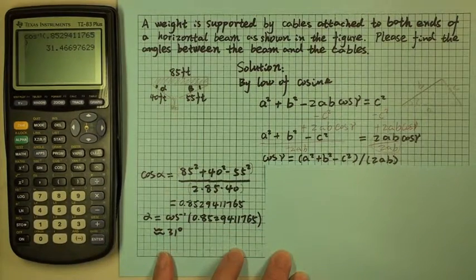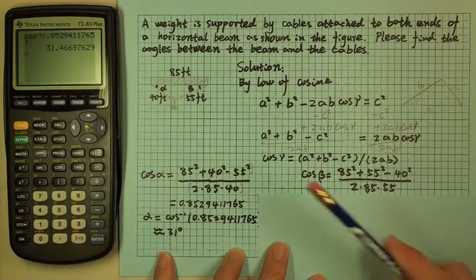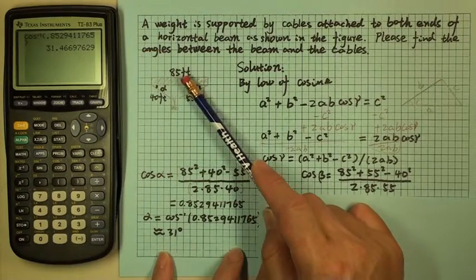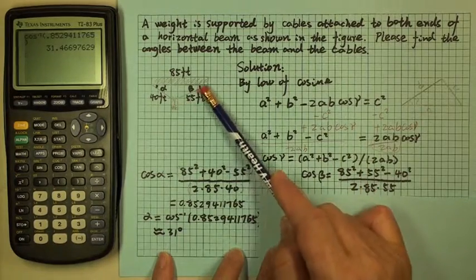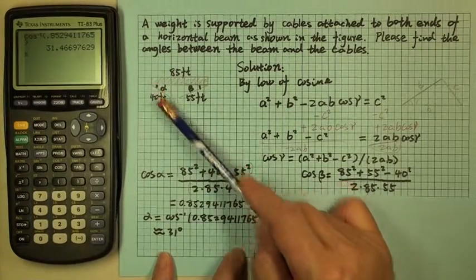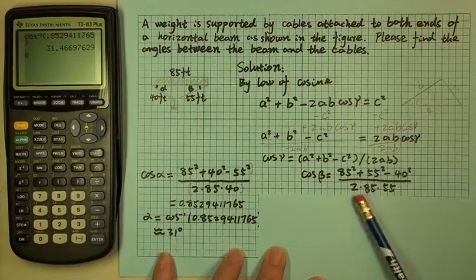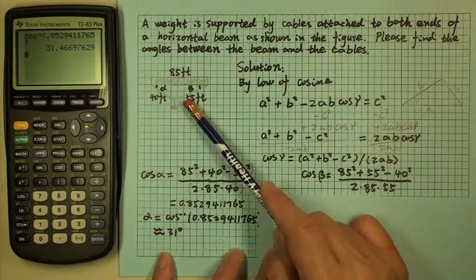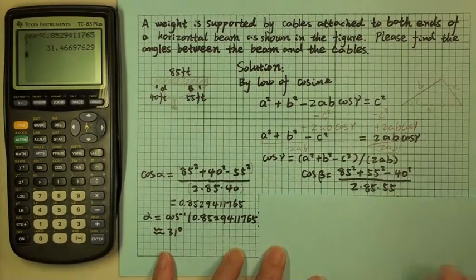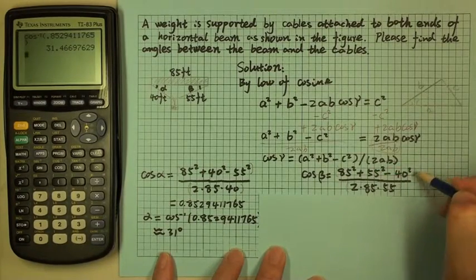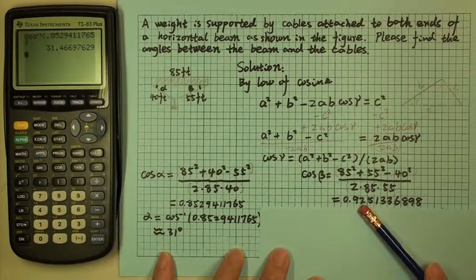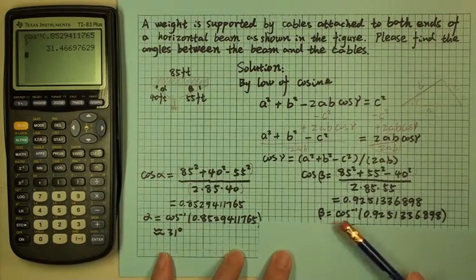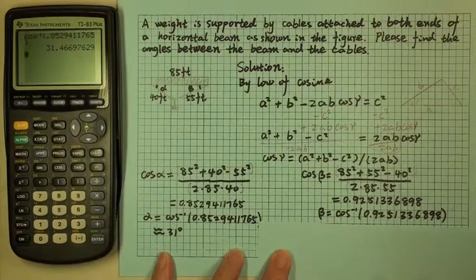Similarly, you can do the same for cosine beta. Cosine beta is 85 squared, one of the adjacent sides, plus the other adjacent side squared, minus the opposite side squared, divided by 2 times the product of the two adjacent sides, which is 2 times 85 times 55. Again, don't forget the parentheses when you do this. So you will get 0.9251336898. Then you do cosine inverse, and you will find the measure of beta.